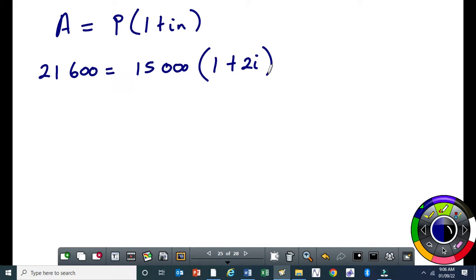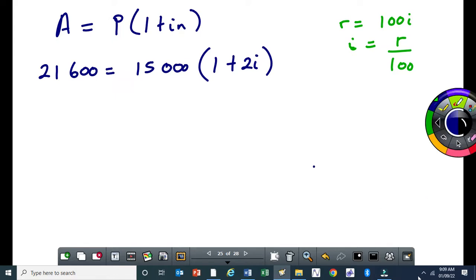2I. Now remember, I is the interest rate as a decimal. If you want to work with the interest rate as a percentage, it's also fine, but you need to remember that your R is always equal to 100 times I. Which means your I is equal to R over 100. Are you following? Okay, so here we have to divide.